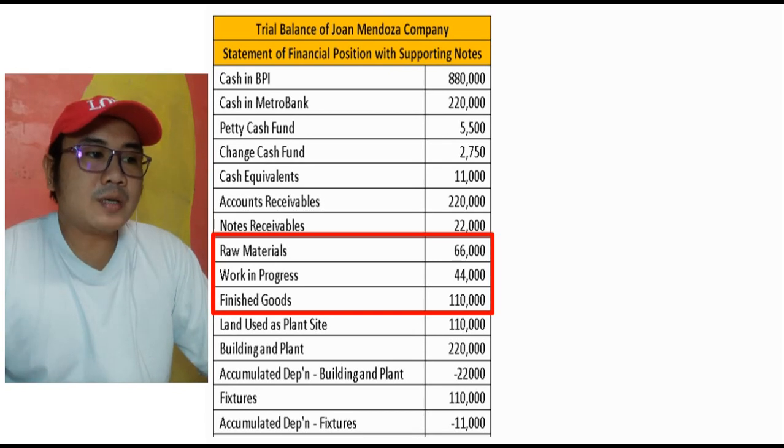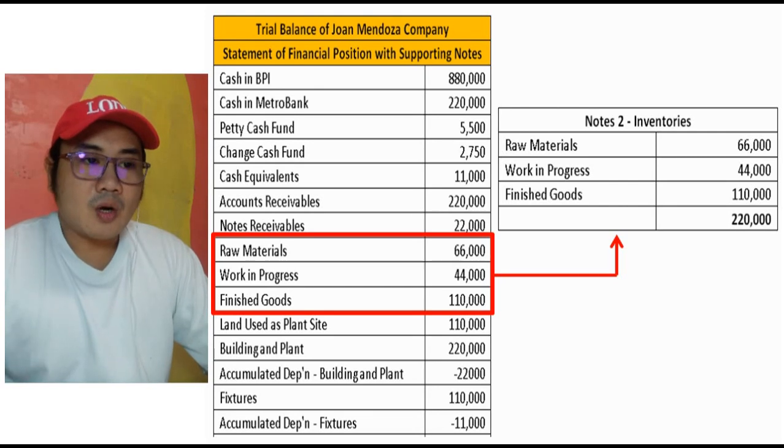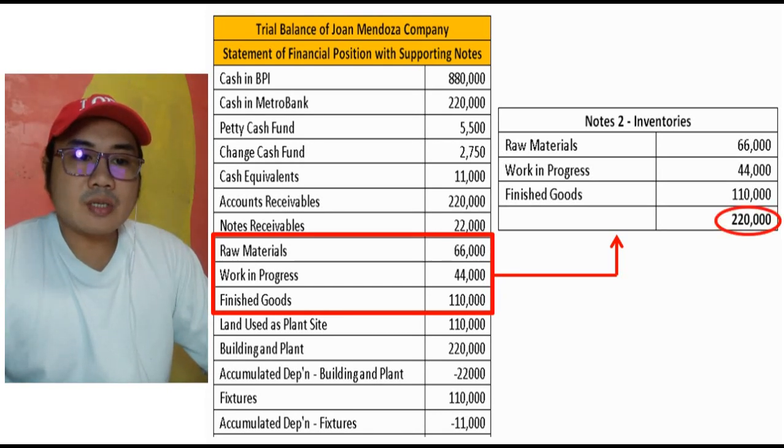These accounts can be written under inventories. Let us name it Notes 2. Under Notes 2, inventories, the following accounts are raw materials, 66,000. Work in progress, 44,000. Finished goods, 110,000. Next, determine the total balance of inventories by adding the individual balances of the accounts under Notes 2. And the result is 220,000.